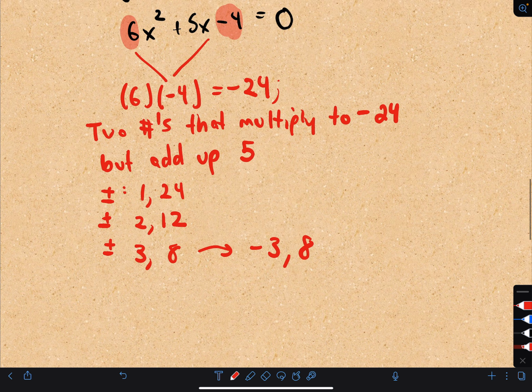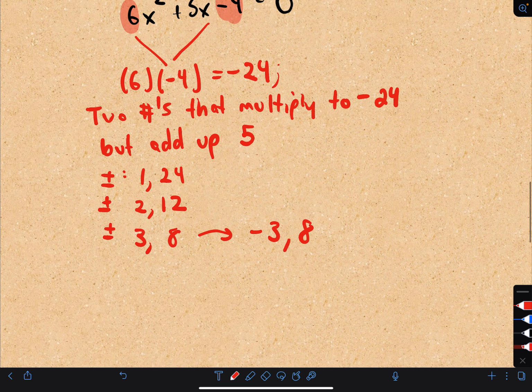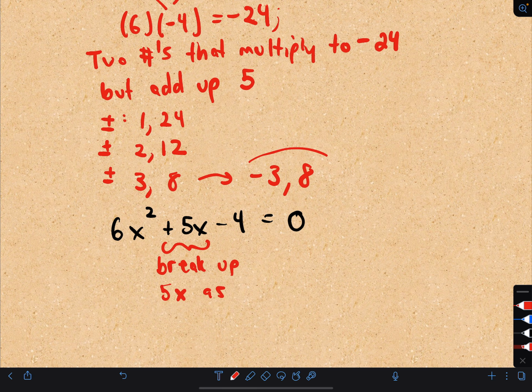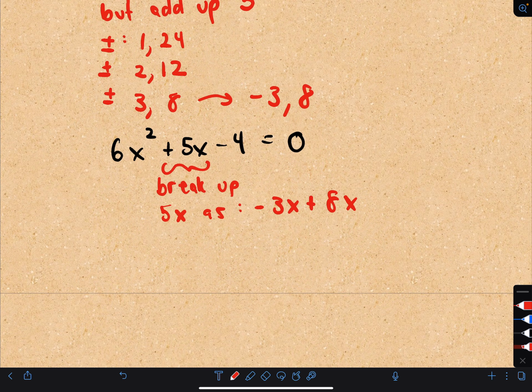So what we do at this point, let me go ahead and copy this back down: 6x squared plus 5x minus 4 equals 0. What we're going to do is break up the 5x, and we're going to use these values. That's the whole point of finding those. We're going to break it up as negative 3x plus 8x. So we're going to rewrite our 5x as negative 3x plus 8x.